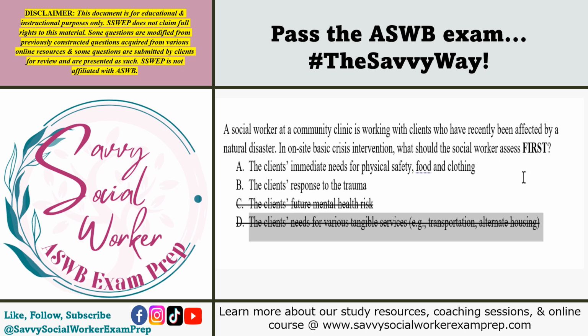So now, in assessing first these clients who have just been affected by a natural disaster, what is going to be the most important, because this is the first question? The client's immediate needs for physical safety, food, and clothing, or the client's response to the trauma? Well, first let's take care of their physiological needs, and then we can take care of their mental health needs. The physiological needs are the most basic of Maslow's hierarchy. These are the essentials people need for physical survival. Examples include air, food, drink, shelter, clothing, warmth, sleep, and health. If you fail to meet these needs, the body cannot properly function. So we want to take care of this before we deal with the mental health issues of the trauma.